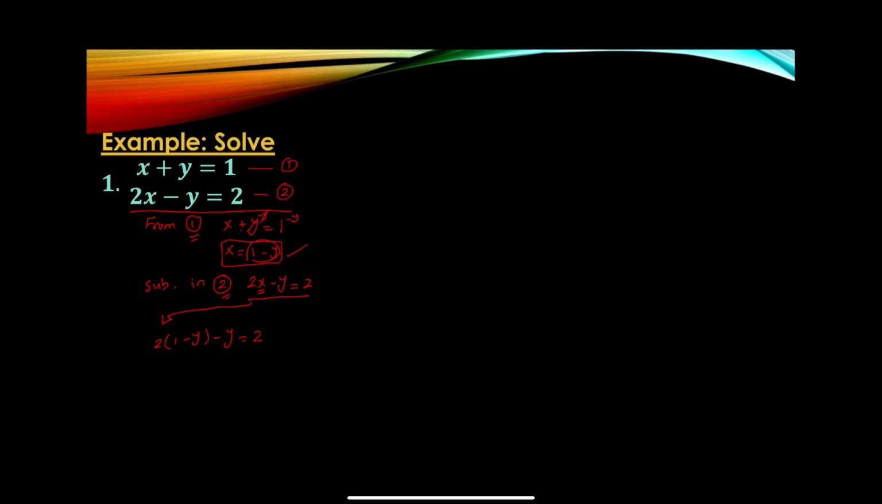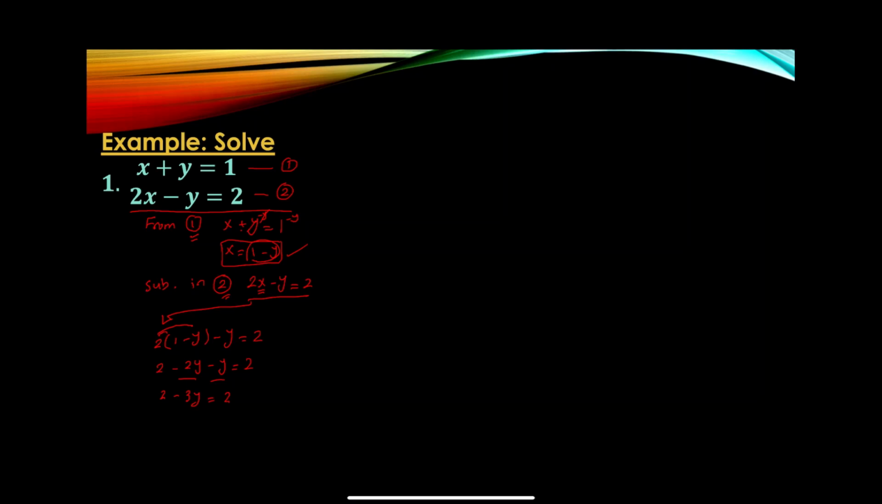Go back to the previous videos and you will see how we solve linear equations if they have only one variable. So now we have to multiply 2 inside, so it's 2 by 1, 2. 2 by negative y is negative 2y minus y is equal to 2. Now, negative 2y and negative y is equal negative 3y. So 2 minus 3y is equal to 2.